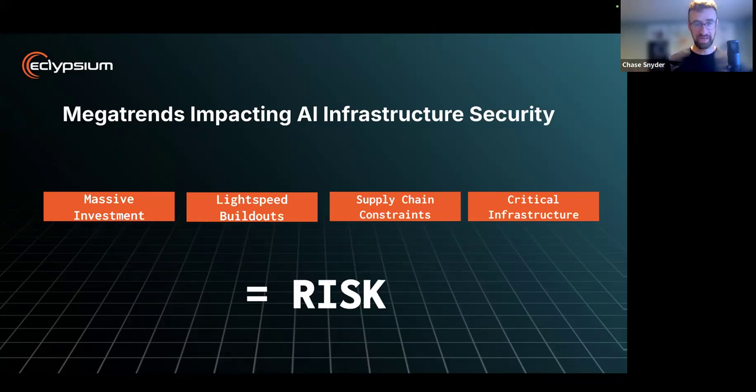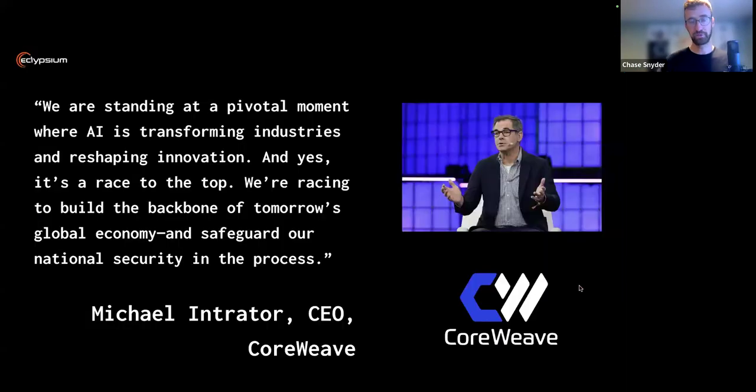And on top of all of that, AI data centers are being framed as critical infrastructure. So the narrative around these things, here's the CEO of CoreWeave, Michael Intrater. CoreWeave is one of the major neo clouds, very successful, IPO'd recently, saying, "We are standing at a pivotal moment where AI is transforming industries and reshaping innovation. Yes, it's a race to the top. We're racing to build the backbone of tomorrow's global economy and safeguard our national security in the process."